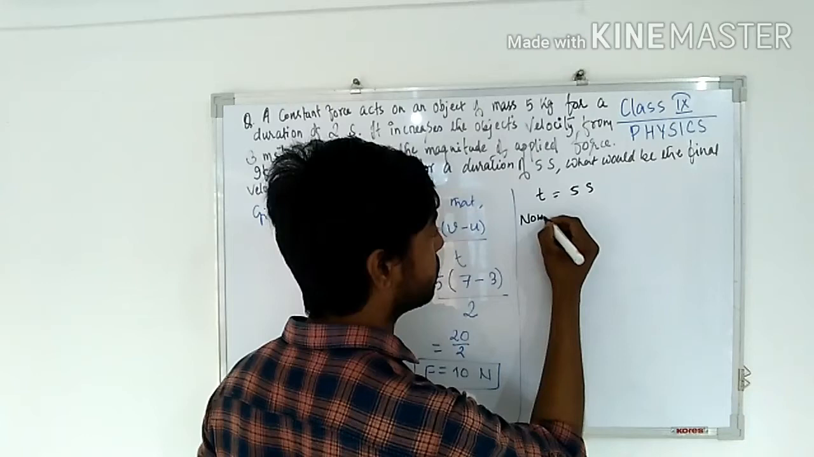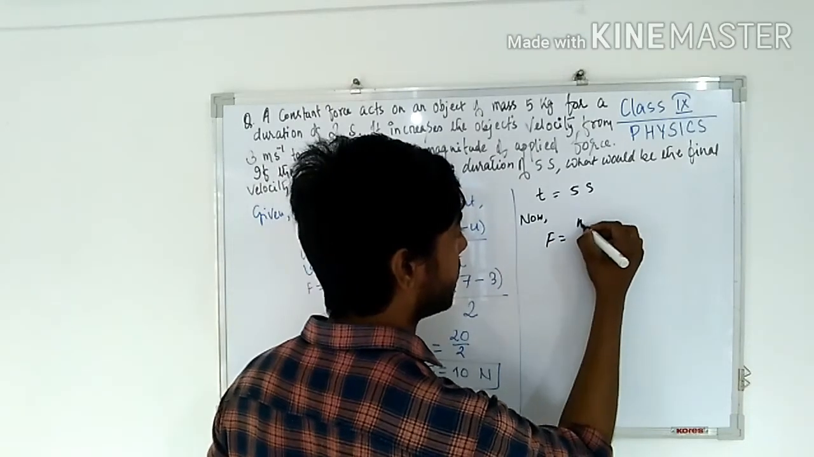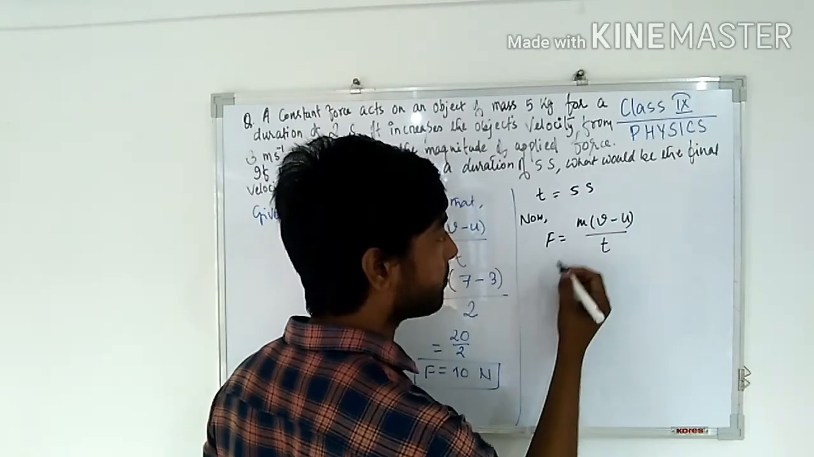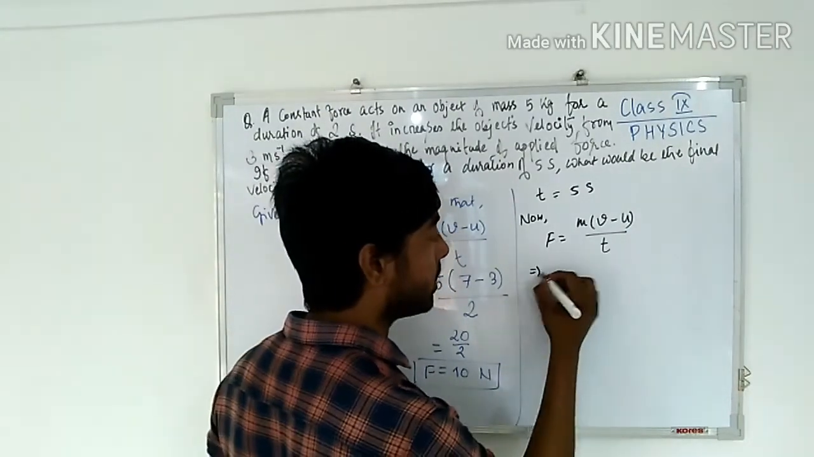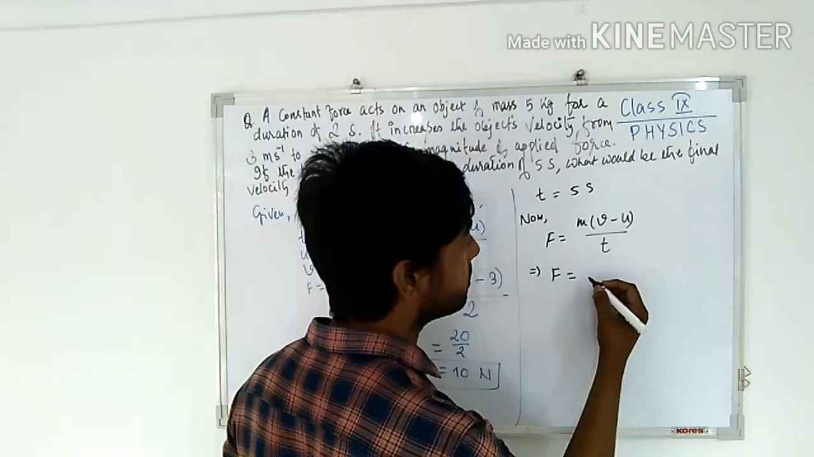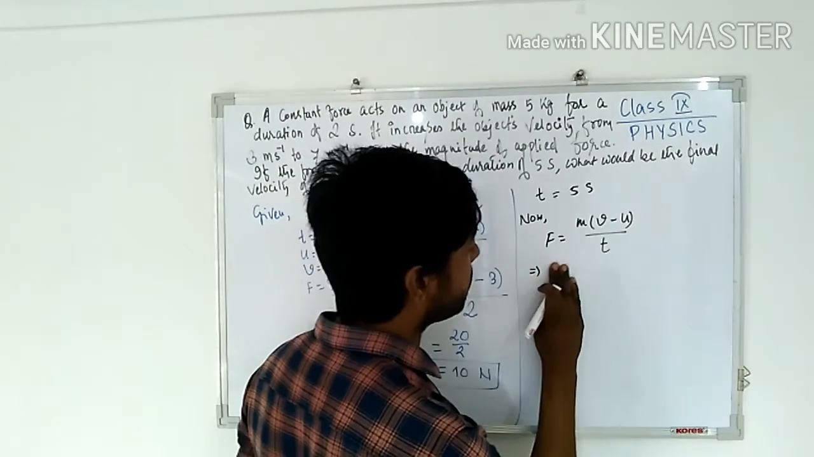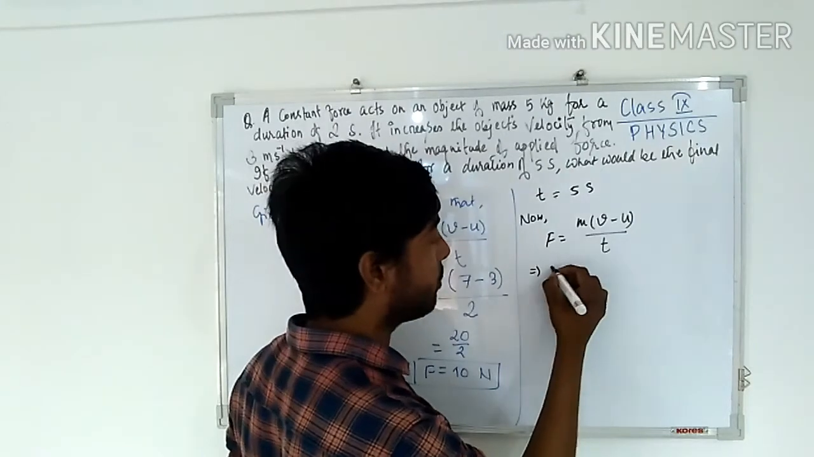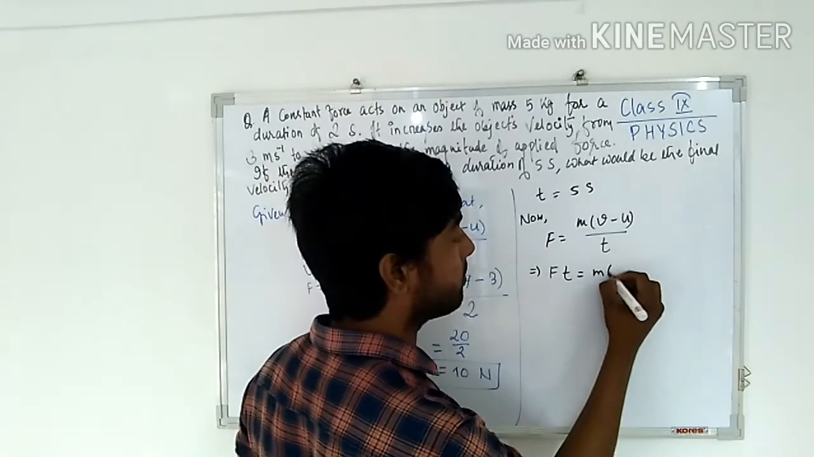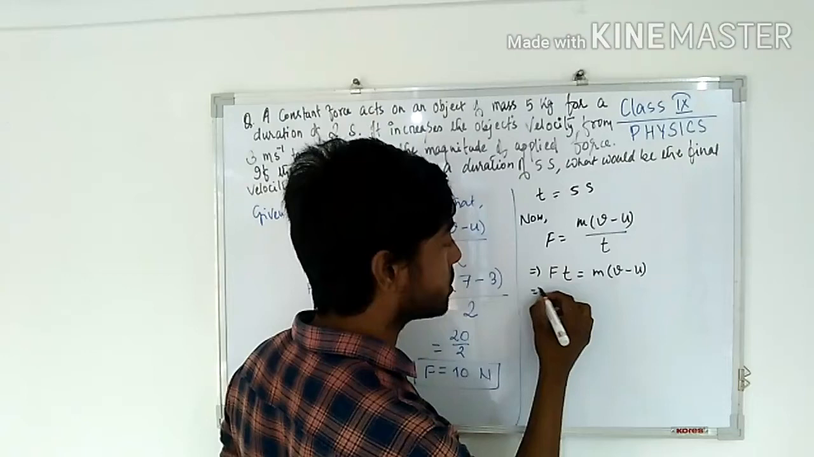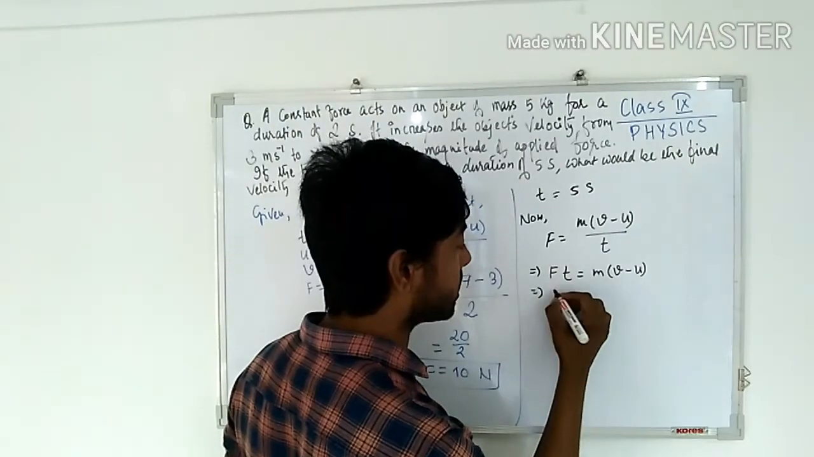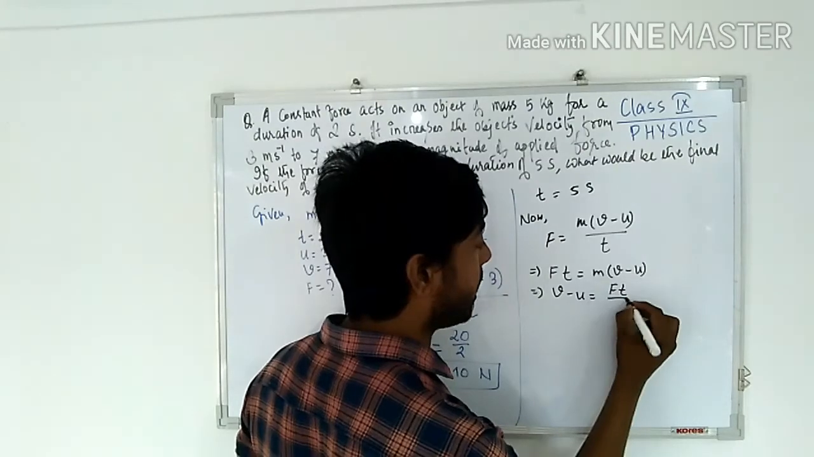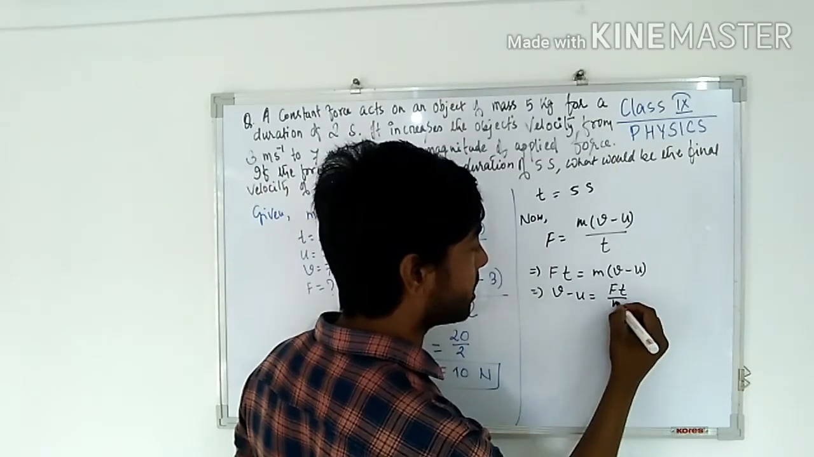Now again we use this formula F is equal to m V minus U by T. हमें चाहिए क्या? क्या चाहिए हमें? We need V ना? We need V. So what we have to do? Can I write this cross multiplying? Can I write Ft is equal to m V minus U? So V minus U का वैल्यू कितना होगा? V minus U will be, if m comes this side, Ft divided by m.